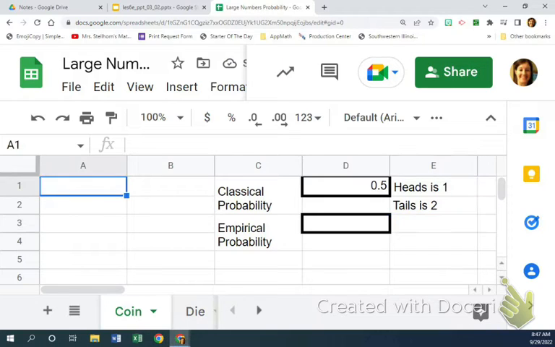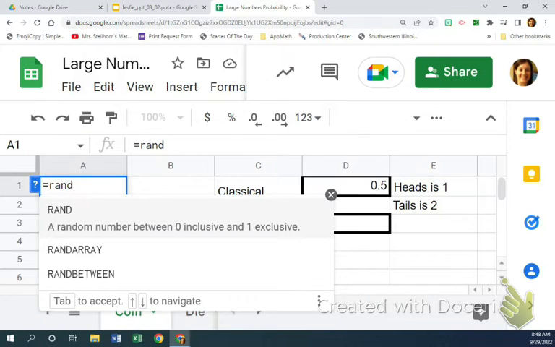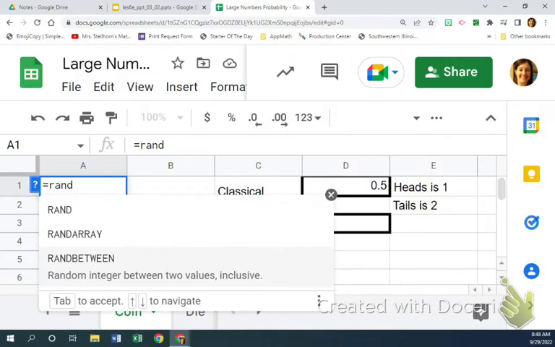Then I'm going to go into cell A1. I want the computer to choose between 1 and 2, and 1 and 2 only. These are integers. So here's the formula. It's called RANDINT. I hit equals R-A-N-D. Oh, it's RANDBETWEEN. Sorry, RANDINT is on a graphing calculator. RANDBETWEEN.